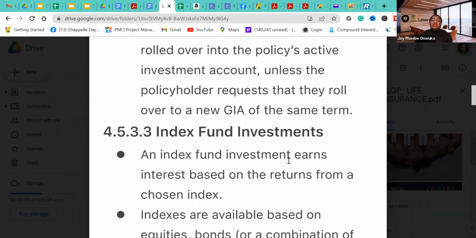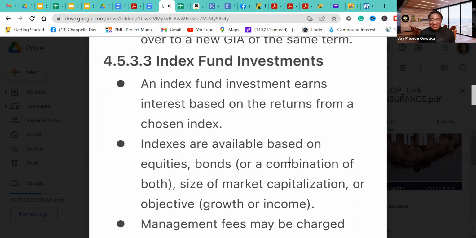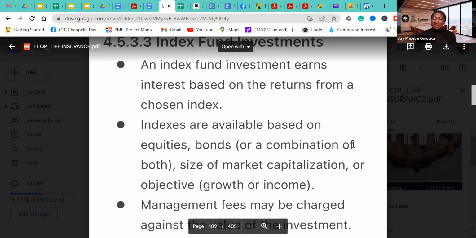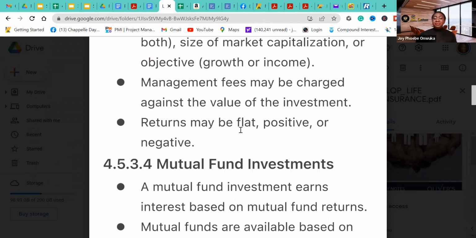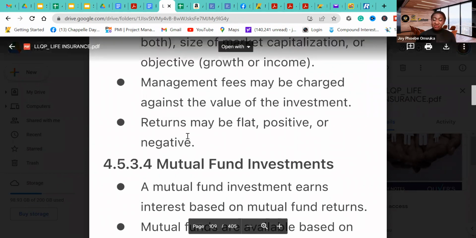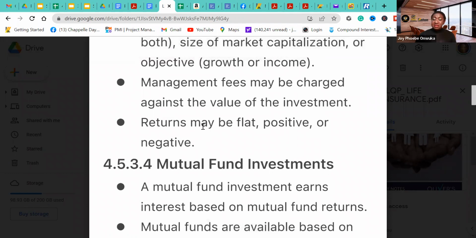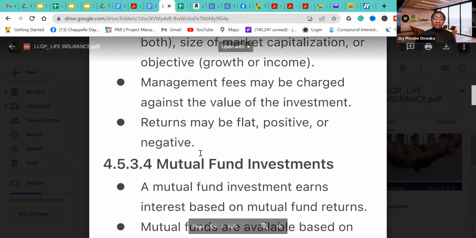Index fund investment. An index fund investment earns interest based on the returns from a chosen index. Indexes are available based on equities, bonds, or a combination of both, size of market capitalization, or objective growth or income. Management fees may be charged against the value of the investment returns. And the management fee may be flat, positive, or negative.